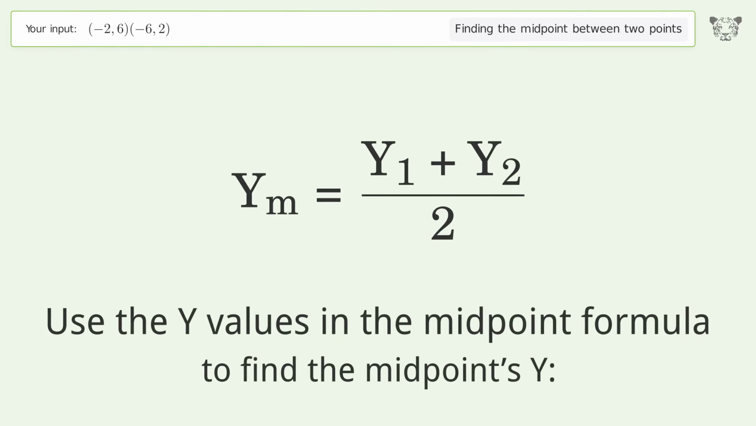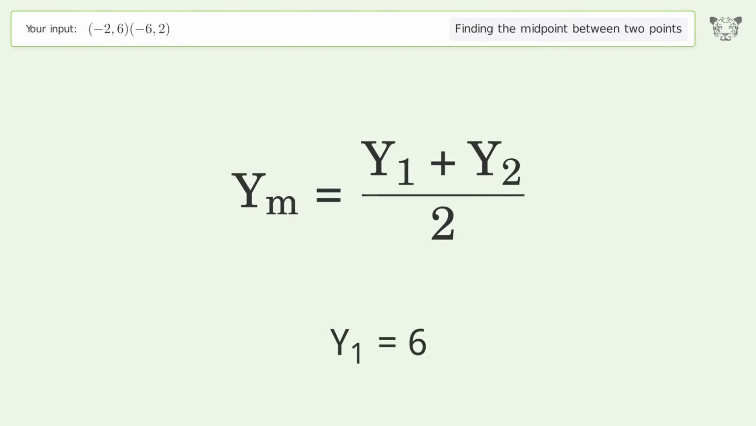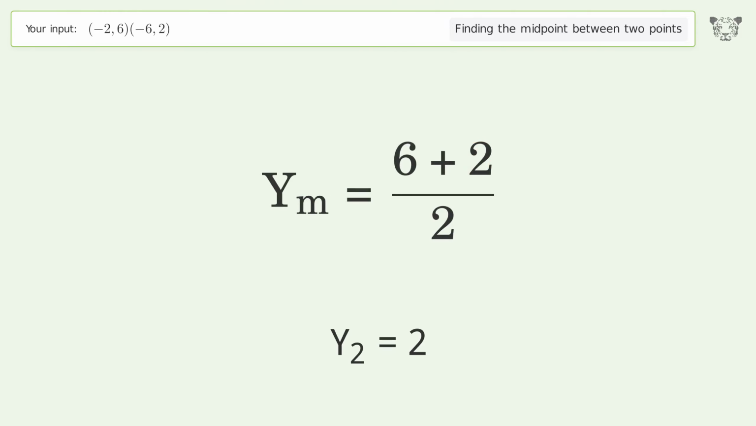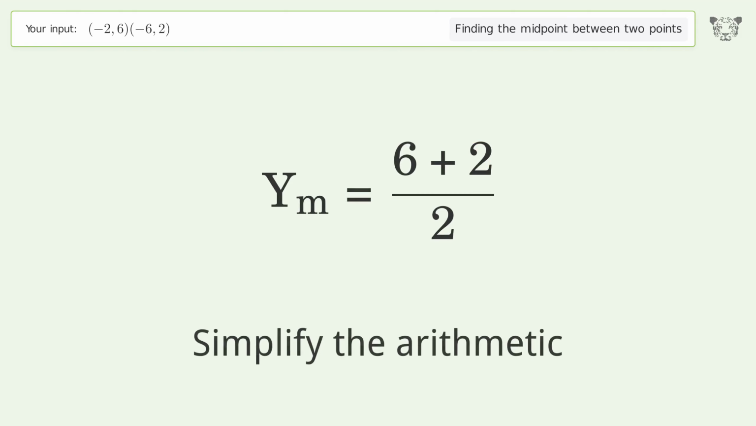Use the y values in the midpoint formula to find the midpoint's y. y1 equals 6. y2 equals 2. Simplify the arithmetic.